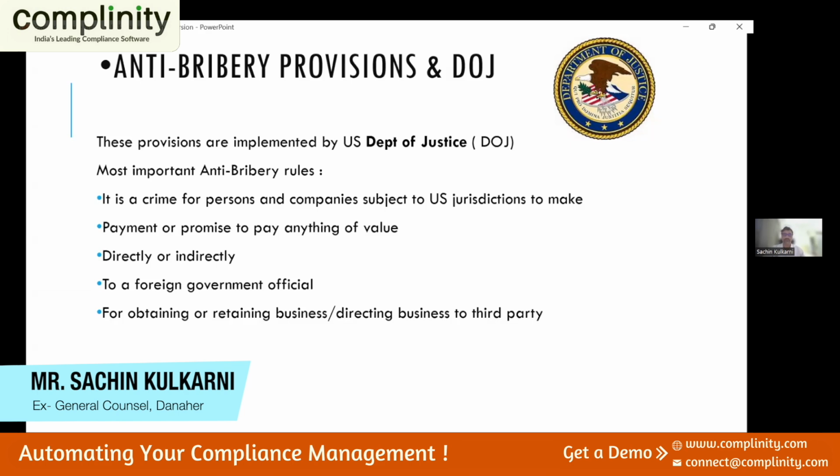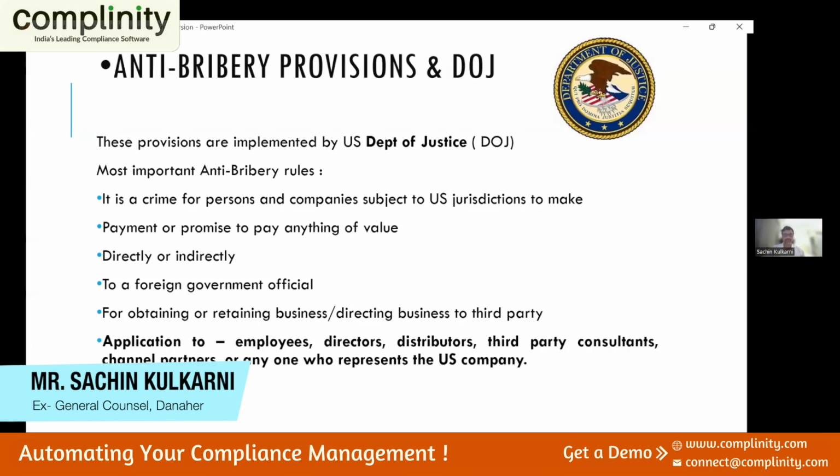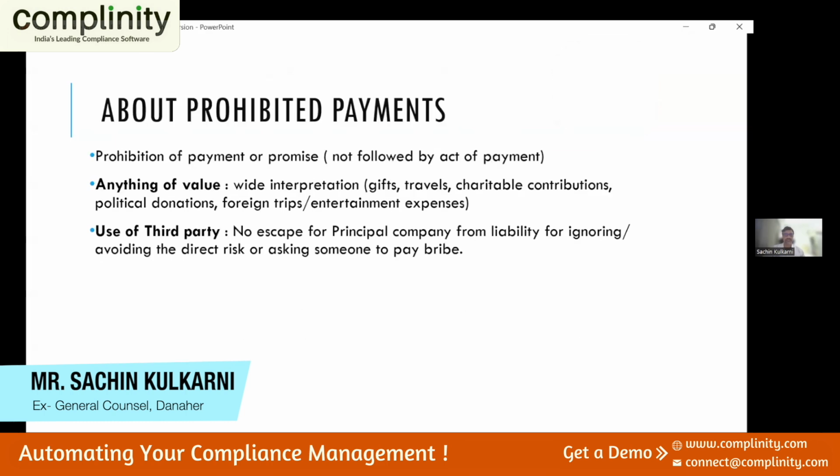Now, this might look like four or five simple bullet points, but if you go through the details, which we will, it has vast interpretation and vast expansion. The language of the law is deliberately kept vague, confusing and all-pervasive, so that any creative design or transaction of bribery can also be investigated under it. Again, as I said, it applies to so many stakeholders, so I won't repeat this. This is how the provisions are, and we'll go through the elements of these prohibited payments one by one.